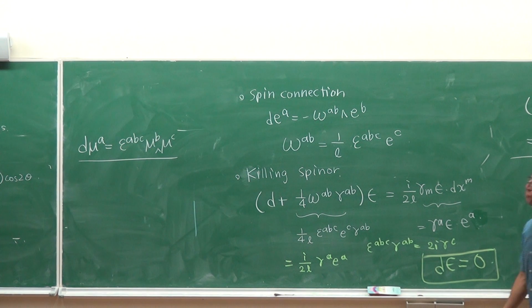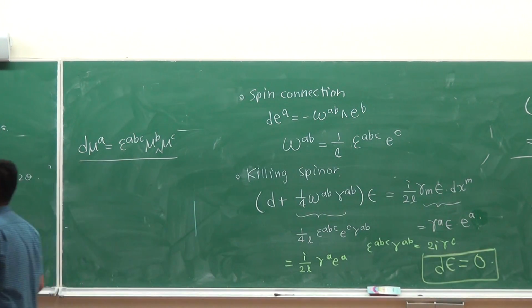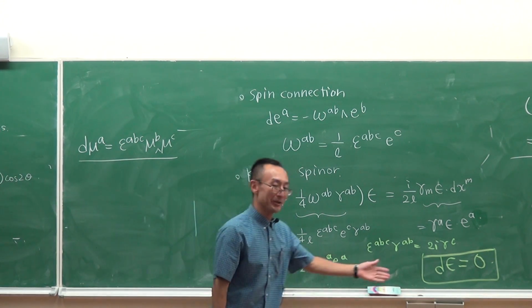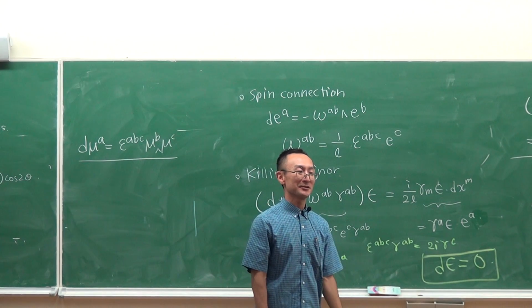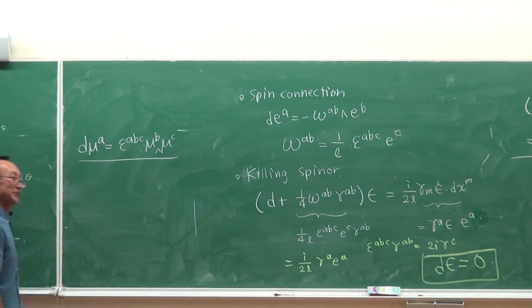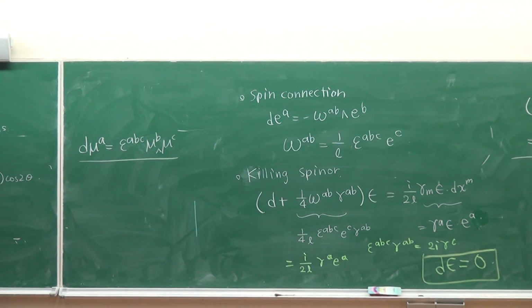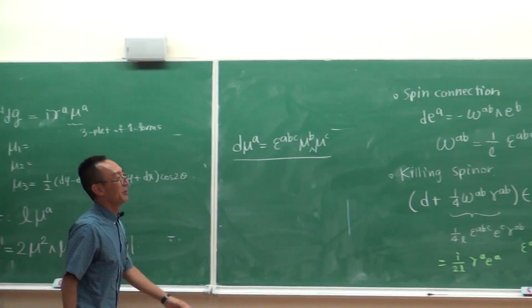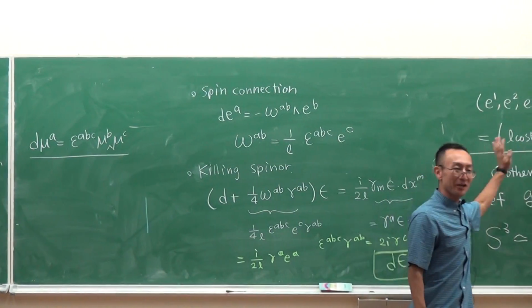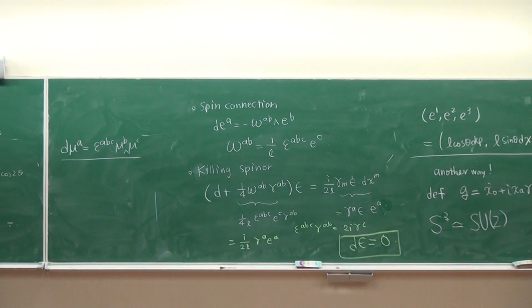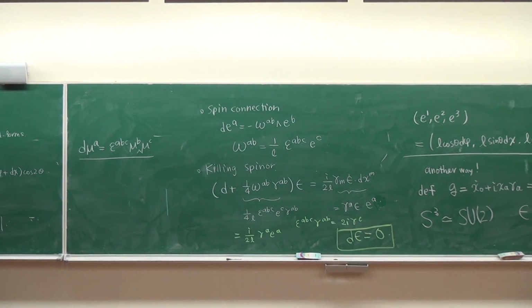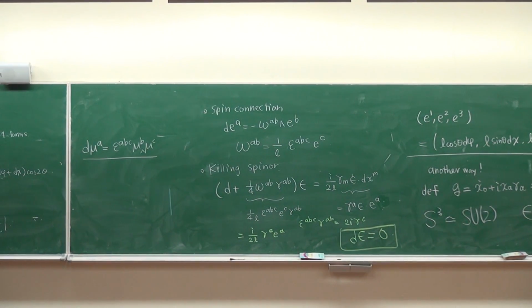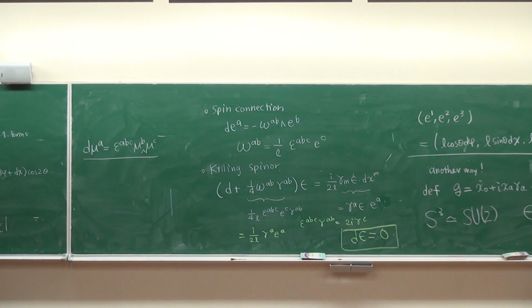If you choose the frame one-form to be like this, then it turns out that the Killing spinor is just given by a constant. So this is another reason why this choice is very good. If you make another choice, for example the choice given here, then the expression for the Killing spinor will be much more complicated. So it depends on the choice of local Lorentz frame.